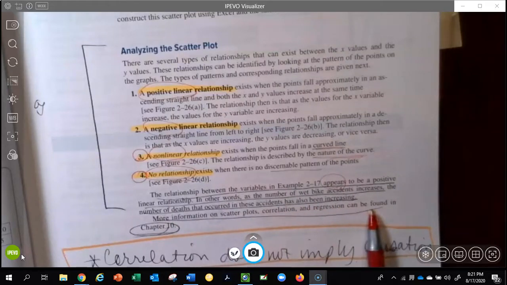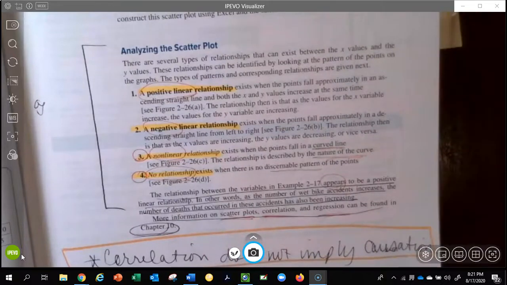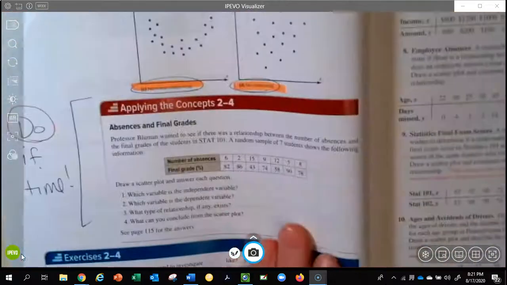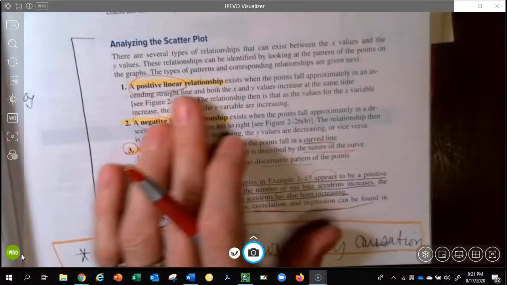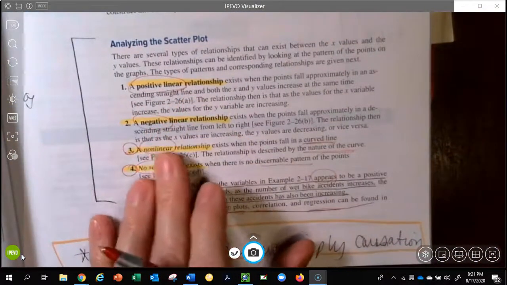More information on all of this, scatter plots, correlation, regression. We're going to get to it. We actually are going to go chapters 1, 2, 3, and then straight to 10 because it all goes together. And then there are more pictures. So let's go ahead and talk about what they were saying on this other side, where we saw positive linear, negative linear, non-linear, and then this no relationship.